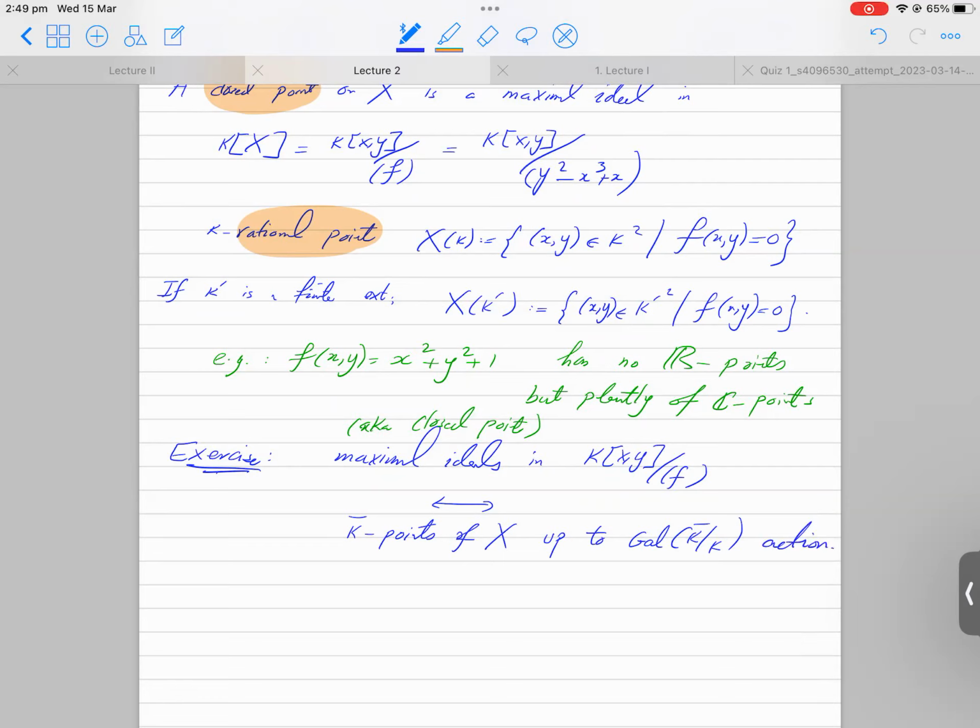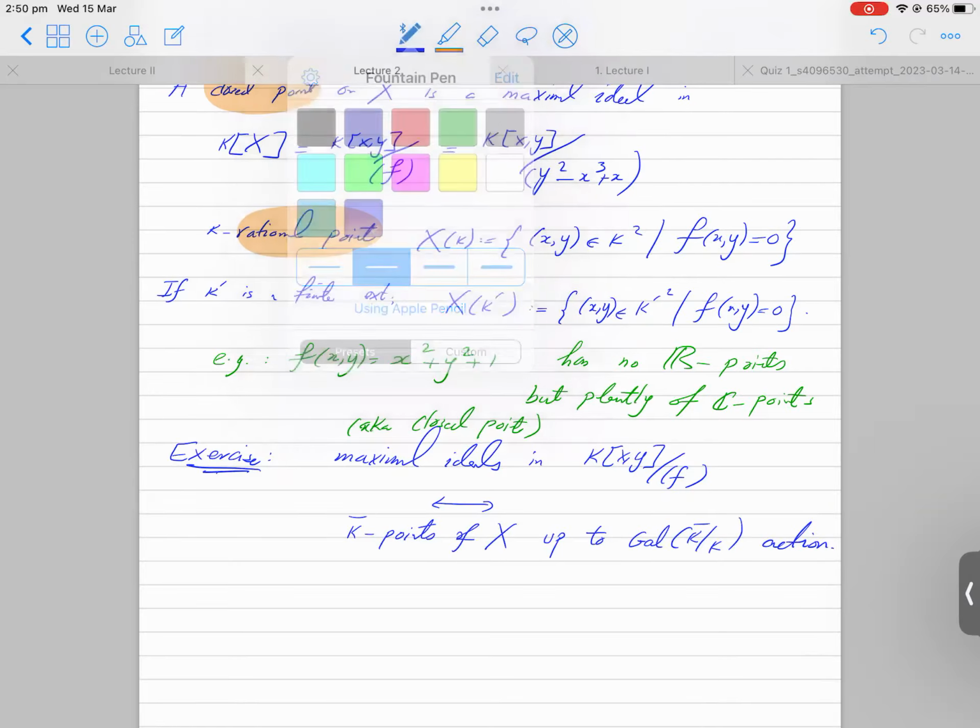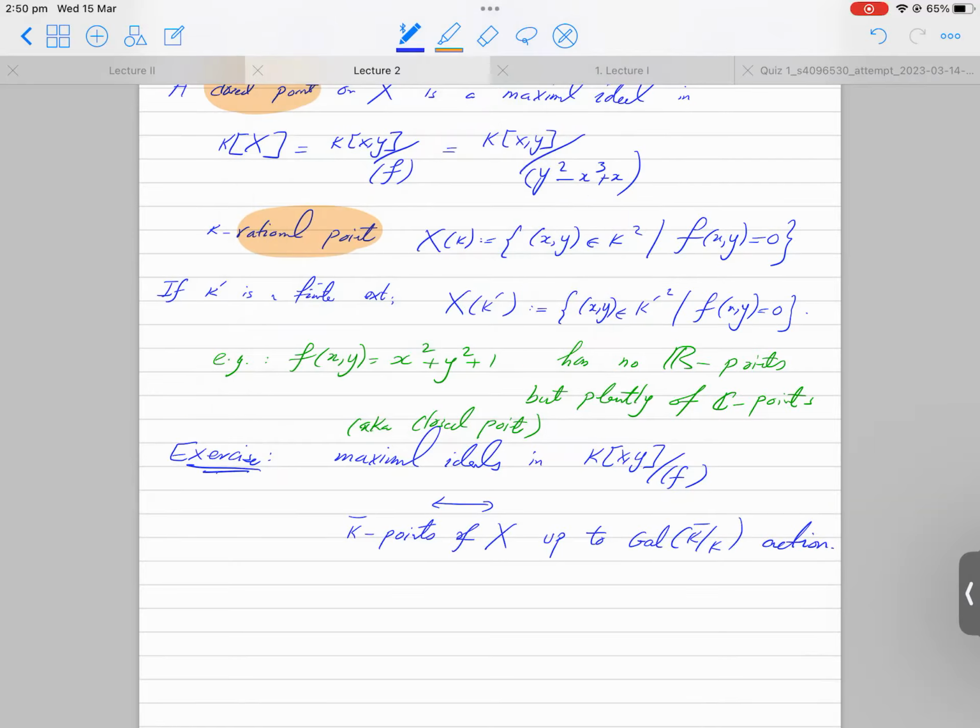So you take your points. Let's say you were over R, you look at the C points. You have plenty of C points, but some of them lie in the same orbit. Just think about it this way: you have an even easier equation, x squared plus 1 equals 0, right? So what are we saying? This x squared plus 1 equals 0 has two roots. These are the two C points.